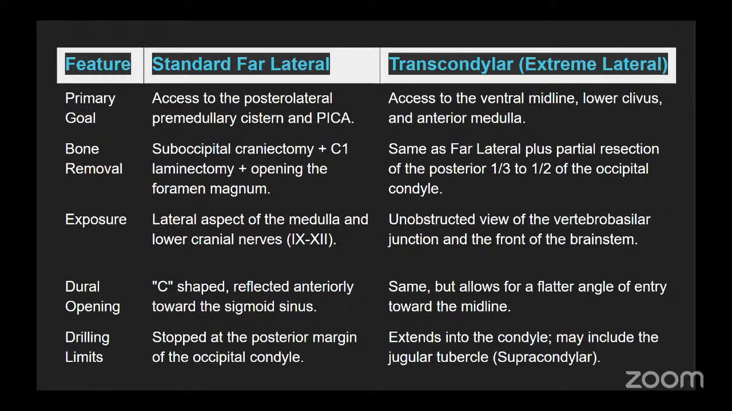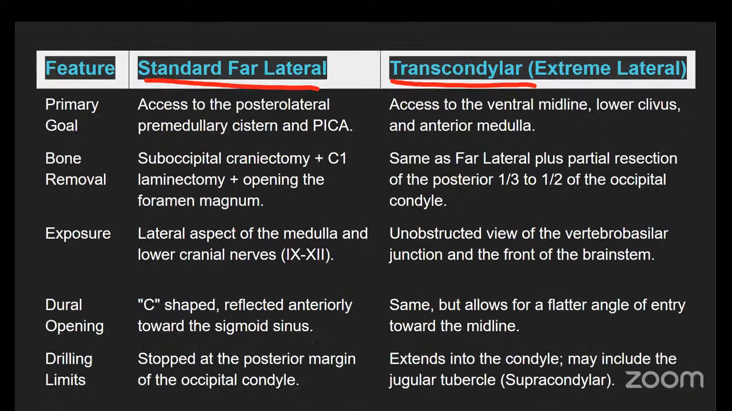What do we mean when we say this is a standard far lateral and this is a transcondylar, which is a variant? If we are doing a standard far lateral, what is our access going to be? The access is going to be posterolateral pathologies only, right? With a standard far lateral, you are not going to get access to the anterior portion of the brainstem or any clival pathologies. You are going to be restricted to the posterolateral pathologies, the premedullary cistern, and the PICA.